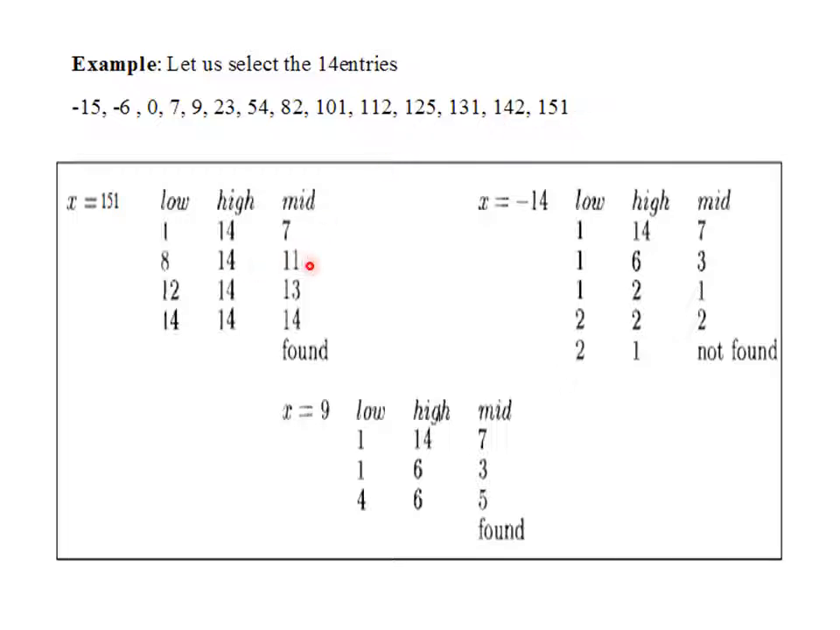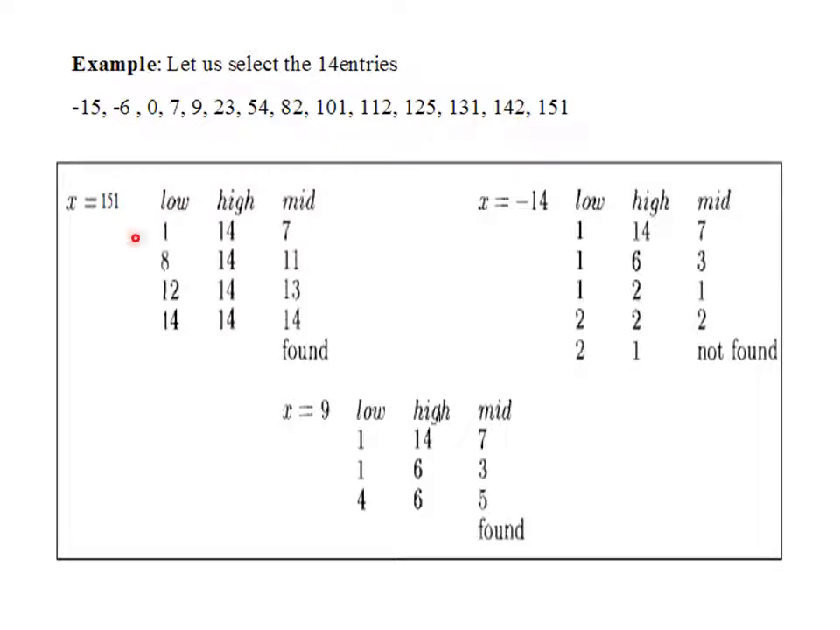For this second recursive call, we check whether the mid item is equal to the search item 151, and this condition is false. Then we check whether 151 is less than 125, so this condition is also false. So the third situation applies, because 151 is greater than 125, so we change the low value to mid plus 1, 11 plus 1, that is 12. 12 plus 14 is 26, 26 divided by 2 is equal to 13. So 13 is the index value here.